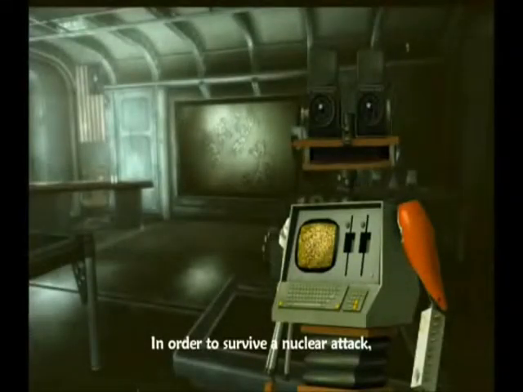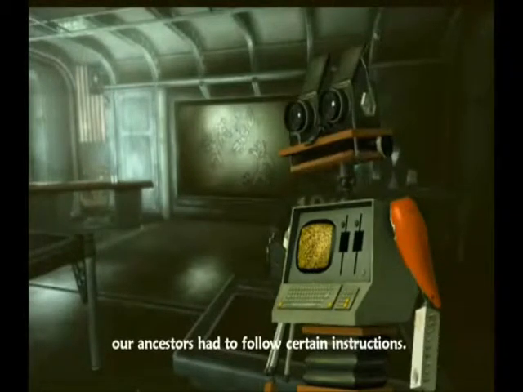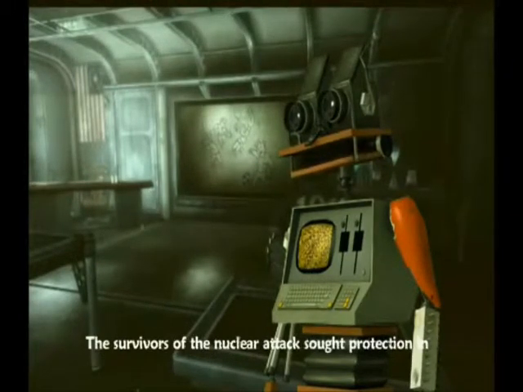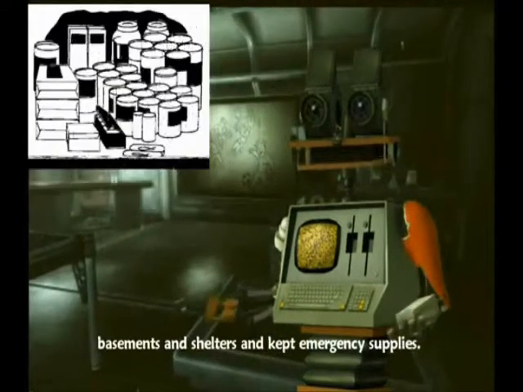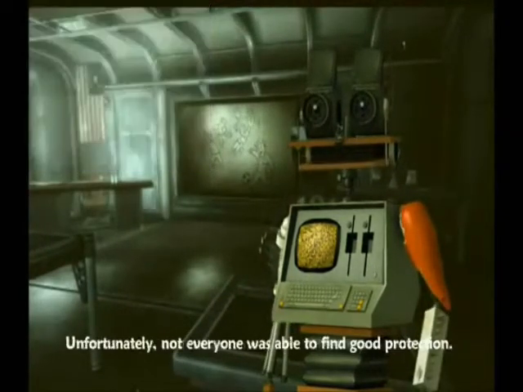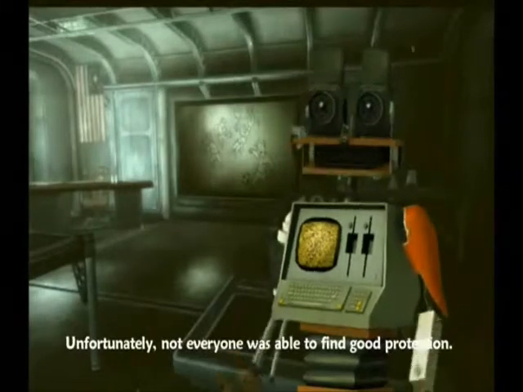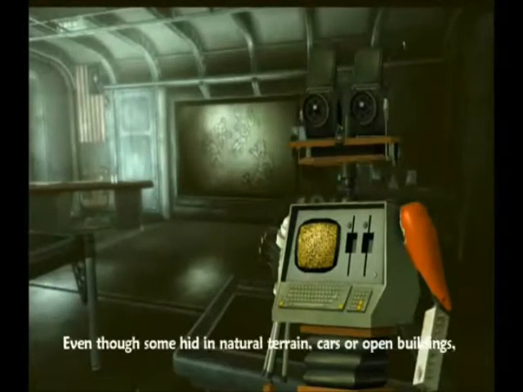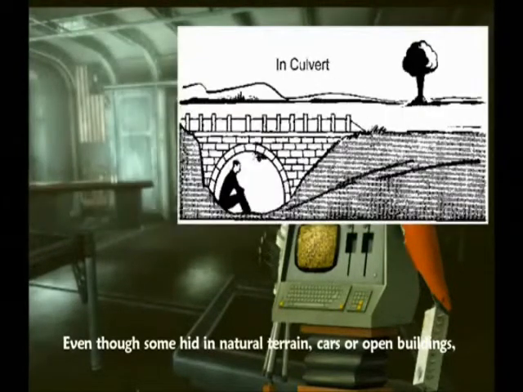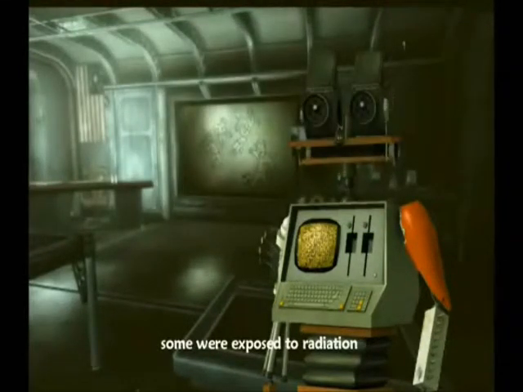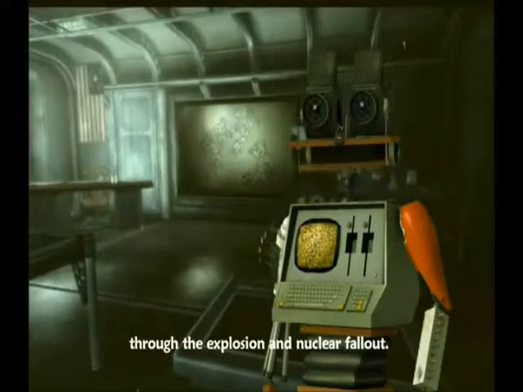In order to survive a nuclear attack, our ancestors had to follow certain instructions. The survivors of the nuclear attack sought protection in basements and shelters and kept emergency supplies. Unfortunately, not everyone was able to find good protection, even though some hid in natural terrain, cars, or open buildings. Some were exposed to radiation through the explosion and nuclear fallout.